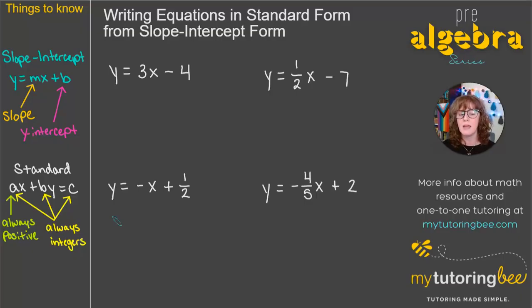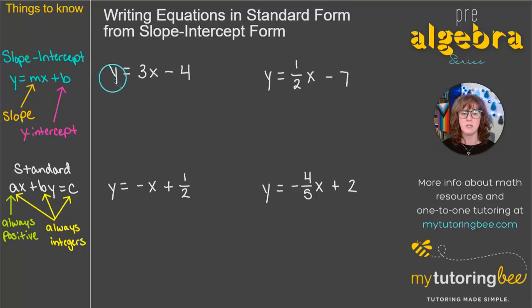Some rules about a is that it always has to be positive and it's always an integer, as well as b and c. B and c always have to be integers, but they don't have to be positive. So that means no fractions, no decimals in standard form at all. Let's take a look at these examples. We've got a few in slope-intercept form, and we want to turn them into standard form.